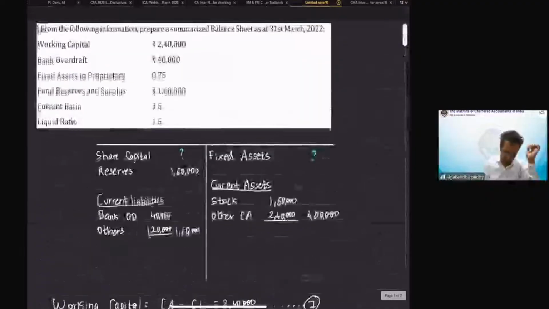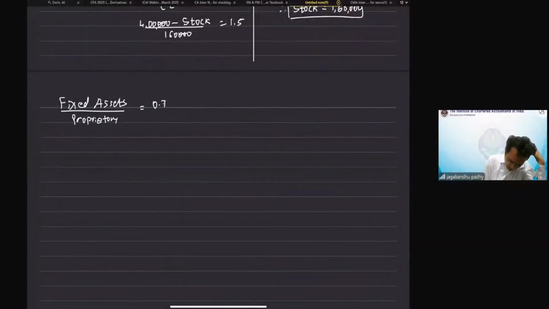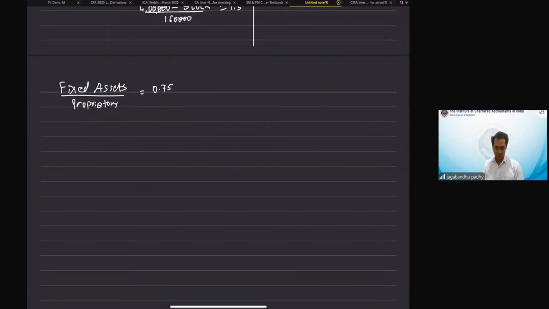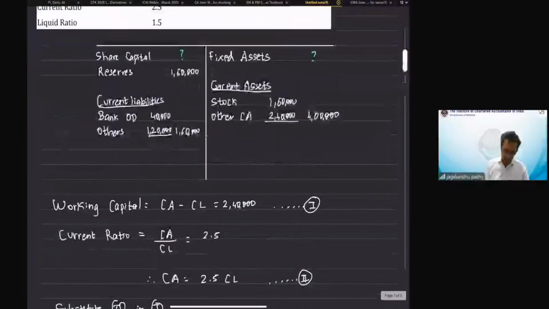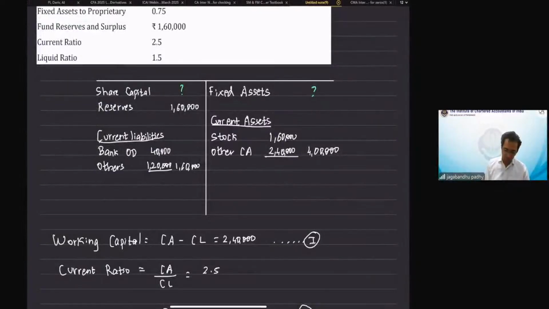Fixed assets to proprietary. This is nothing but fixed assets upon proprietary. Fixed assets to proprietary ratio is 0.75. Okay, so fixed assets to proprietary, that is 0.75. Now, what is the value of fixed assets? We don't know. What's the value of proprietary? That also is something we don't know, because proprietary will obviously be share capital plus reserves.